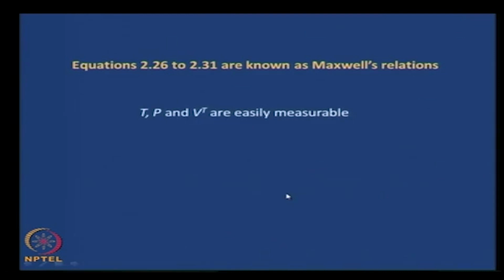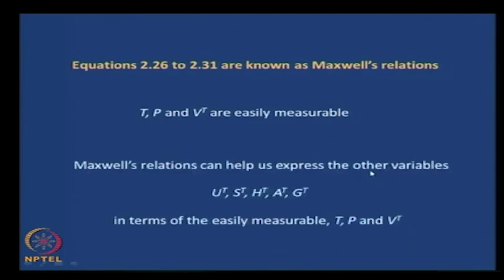As I had already mentioned, it is worth mentioning again, temperature, pressure and the total volume are easily measurable. Maxwell's relations can help us, that is one of the things that they do, you can do many other things with them. They can help us express the other variables such as Ut internal energy, St entropy, Ht total enthalpy, At total Helmholtz free energy, and Gt total Gibbs free energy. All these are total quantities since there are more than 1 mole of the pure substance that we are considering here.